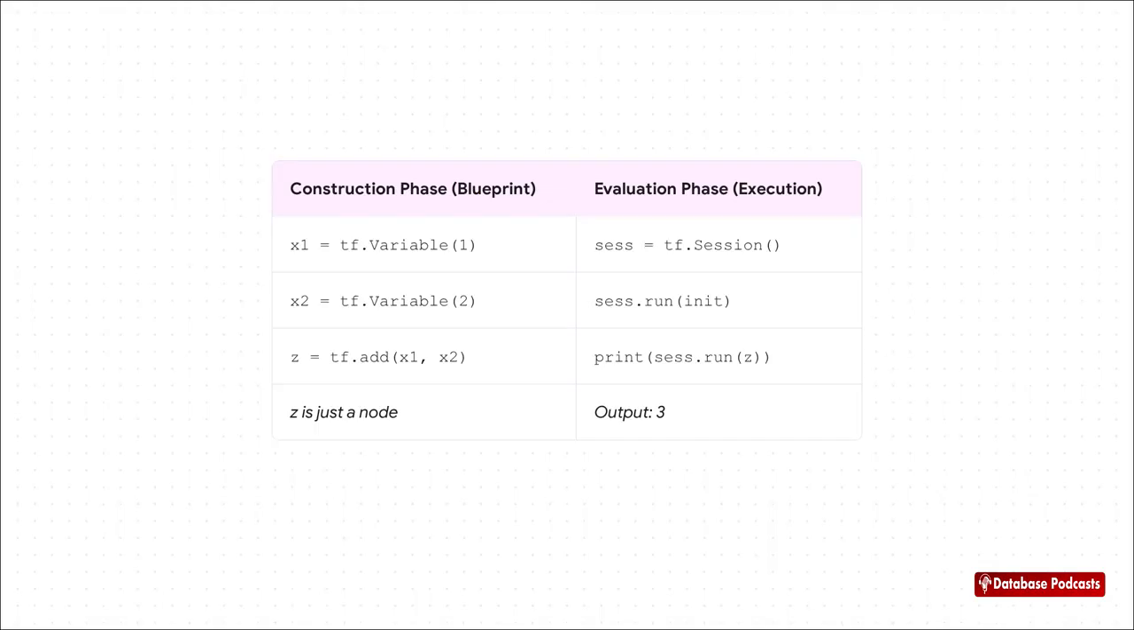Let's look at what this actually means in code. On the left, in the construction phase, we're defining two variables and then an operation to add them together. Now, at this point, that z operation doesn't have a value. It's not 3. It's just a node in our graph that represents addition. Then look to the right in the evaluation phase. To get the actual number, we have to create a session and then explicitly tell it to run the z operation. Only then does the computer actually do the addition and give us back the answer.